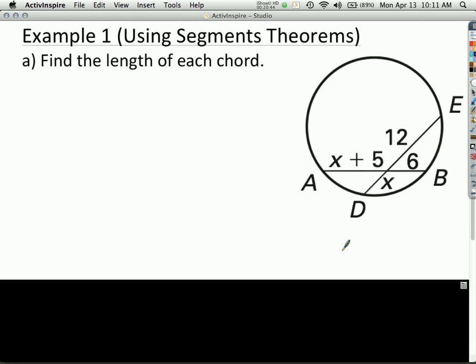Because we have intersecting lines inside the circle and both are chords, so the endpoints are on the circle, we can use the first theorem that was outlined today, the segments of chords theorem. The product of the segments of one chord is going to equal the product of the segments of the other. So if we take AB, we've got 6 times x plus 5. That's the product of the two segments. It will equal the product of the two segments in the other chord: 12 times x. Solve the equation.